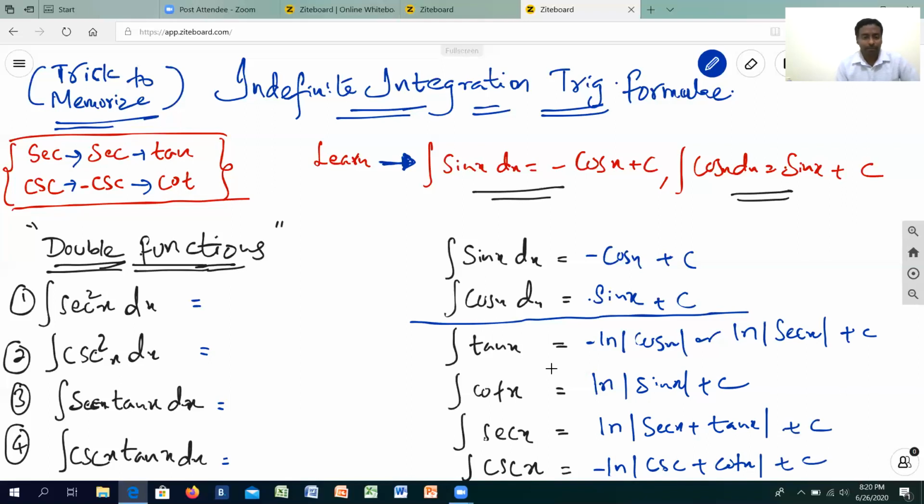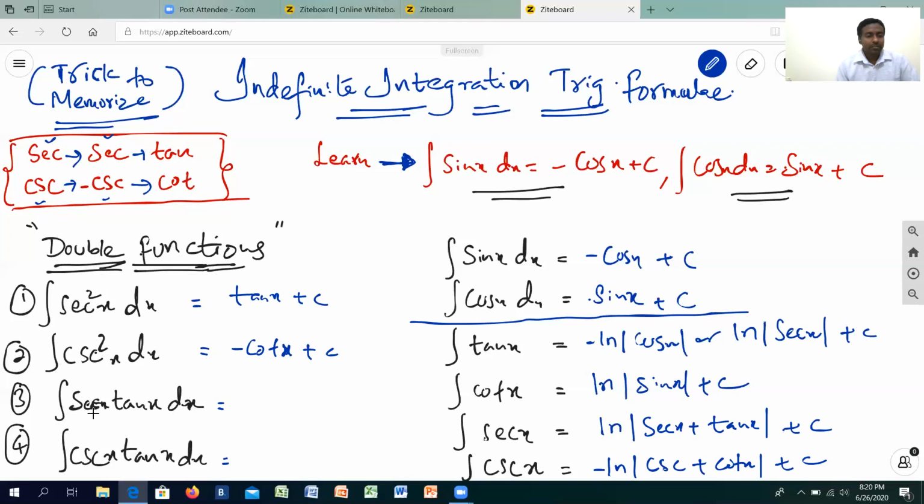You can just remember by working out with this one. Now coming to the double functions. In the double functions, see here, you have secant square. Basically, if you take secant and secant, you are left with tan. So it's simple, just write tan x plus c. Coming to the cosecant square, if you take cosecant and cosecant, you are left with only cot, and since negativity is there, apply negative cot x.